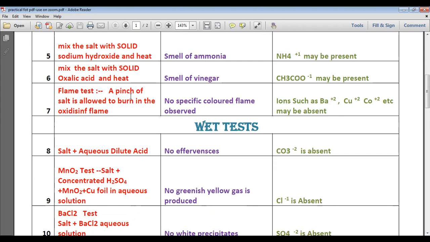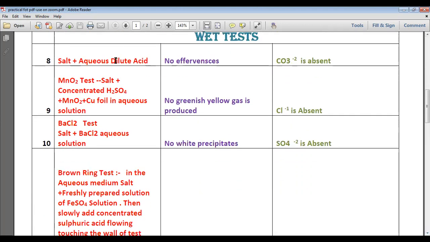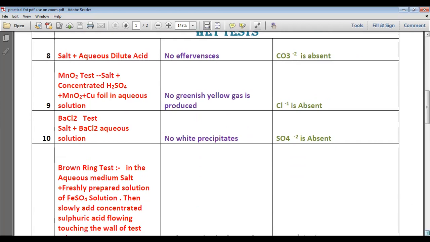For that, we'll take a pinch of salt and allow it to burn in the oxidizing flame. If we use the same salt and burn it in the oxidizing flame, my dear students, no specific flame is observed, and that is why those ions which give a flame test, like barium plus 2, copper plus 2, cobalt plus 2, etc., may be absent. Then we can move to the wet test. We'll take aqueous dilute acid and add a pinch of salt into it. There will not be any effervescence produced, and we can say that as no effervescence is produced, the carbonate ion CO3 minus 2 is absent.